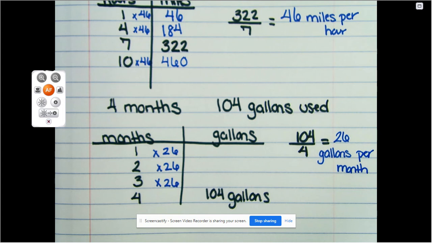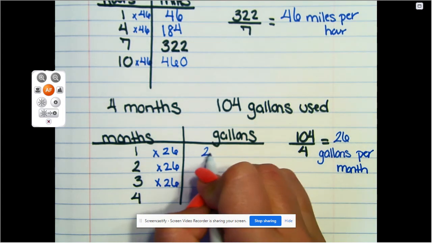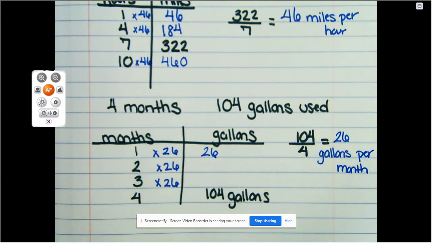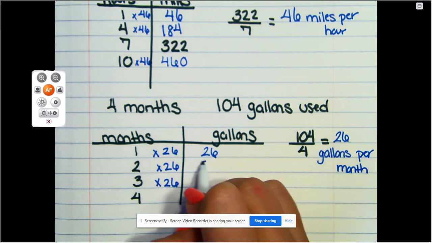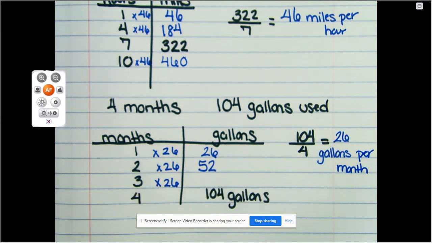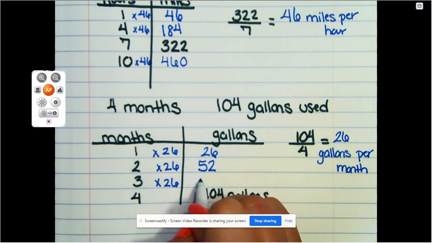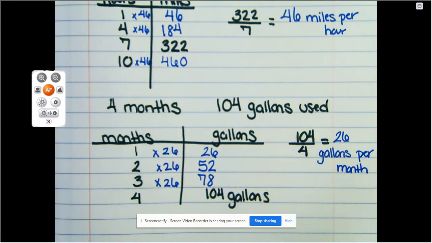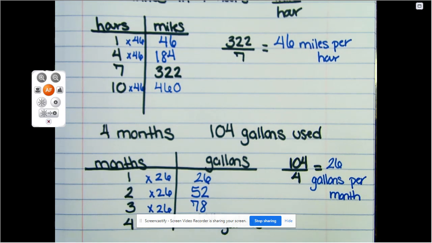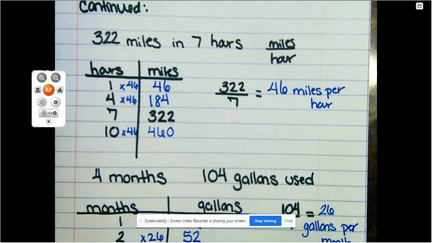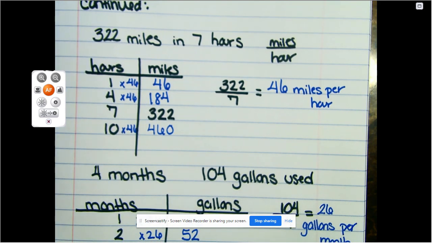So 1 times 26 is 26. 2 times 26 is 52. And 3 times 26 is 78. Again, these all end up becoming proportional relationships as well, and also equivalent fractions, and also completing the table. So today we're going to be working on all of that.